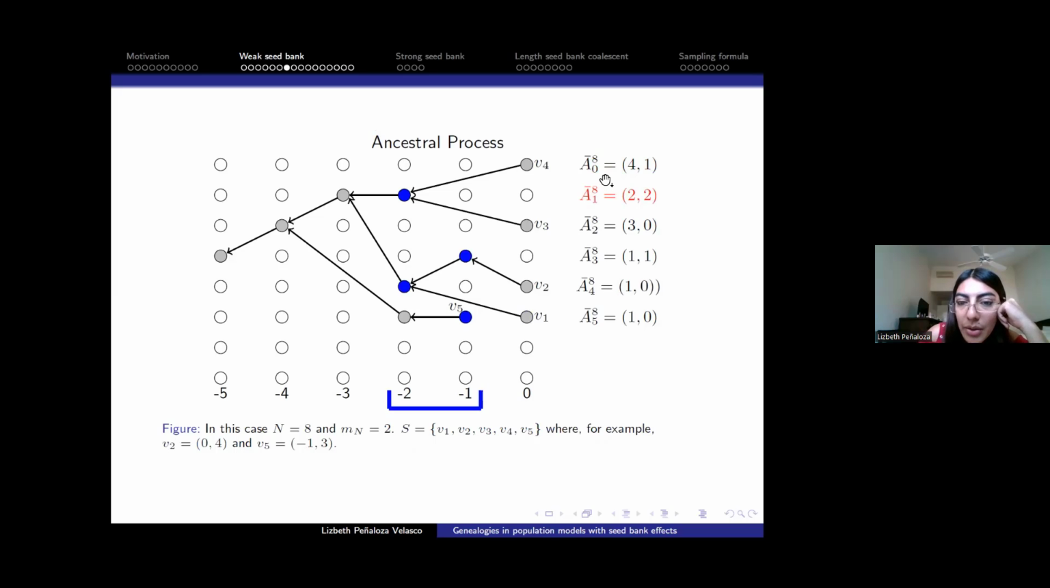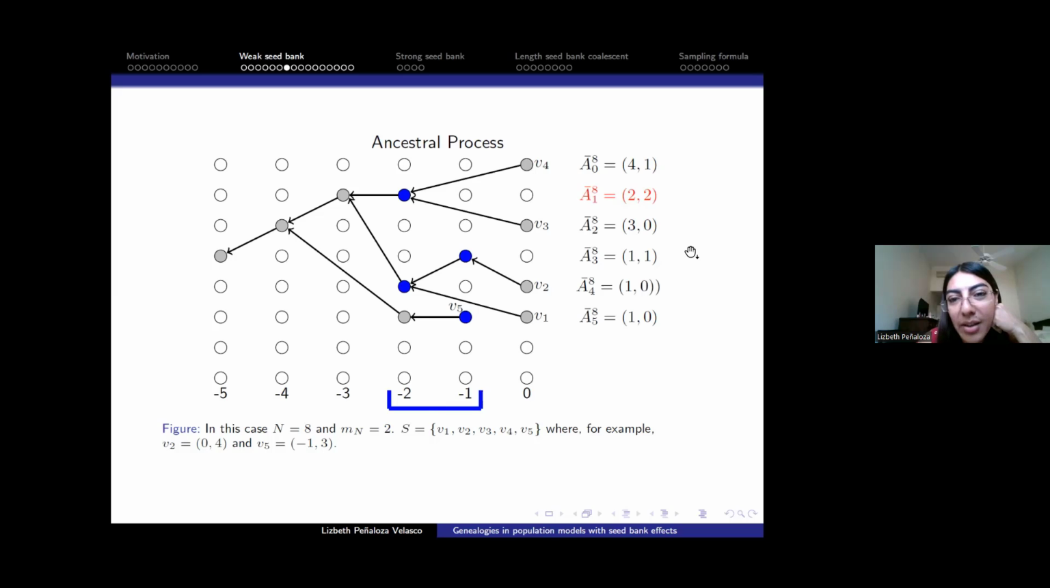Then for the second, I move 1 generation and I see how many ancestors I have in generation -1. So I have 2, because this corresponds to the ancestor or the parent of this individual, B2. So I write 2 in the first coordinate, and then I see how many ancestors I have in generation -2, and I have also 2. This corresponds to the ancestor of the individual B1, and this corresponds to the ancestor of individuals B4 and B3. So that's the reason that I have 2 in the first coordinate and 2 in the second coordinate.